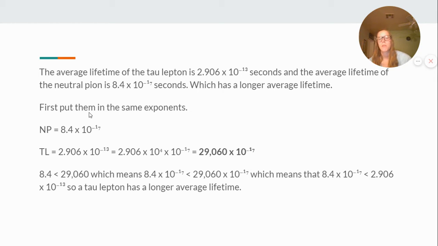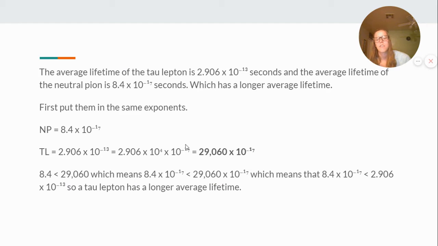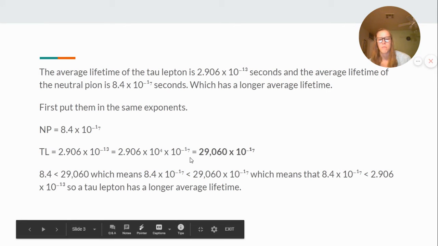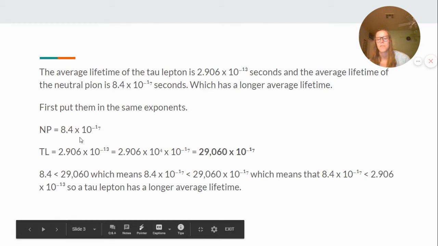Again, first we want to put them in the same exponents. The neutral pion is not going to change. The tau lepton we have first written out normal. Then we're going to write 2.906 times 10 to the 4th times 10 to the negative 17th. Again, like I said before, you could write that extra step, but then 29,060 times 10 to the 17th is how we would have to write it.